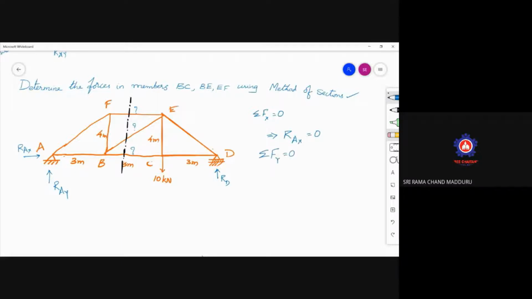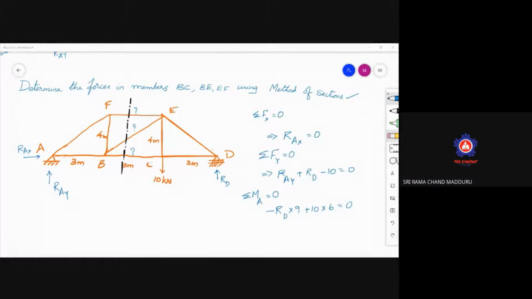Sigma Fy is 0, the vertical forces: RAY plus RD minus 10 is equal to 0. Sigma M about A is equal to 0, it means you are taking moment about A: minus RD into 9 plus 10 into 6 is equal to 0.